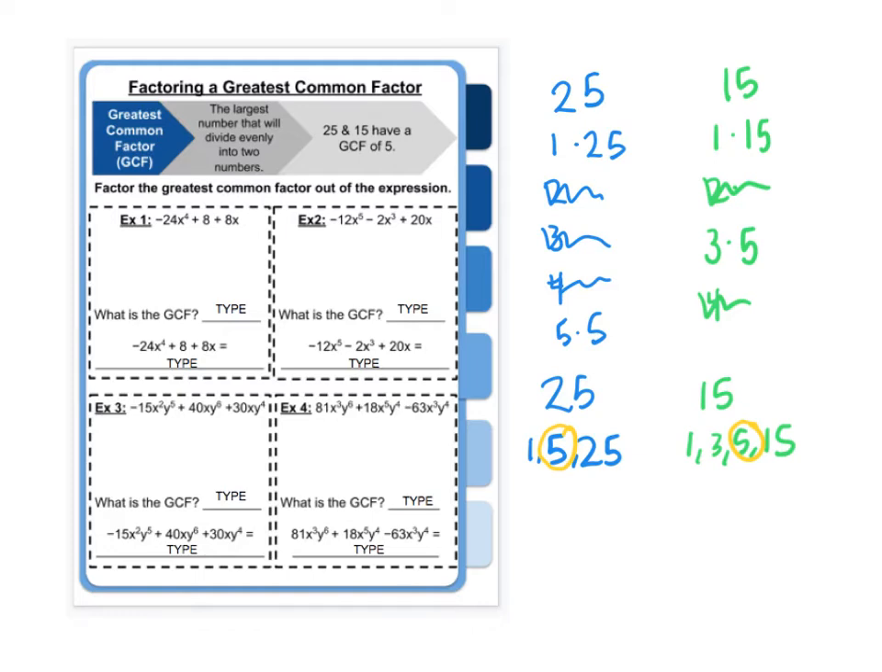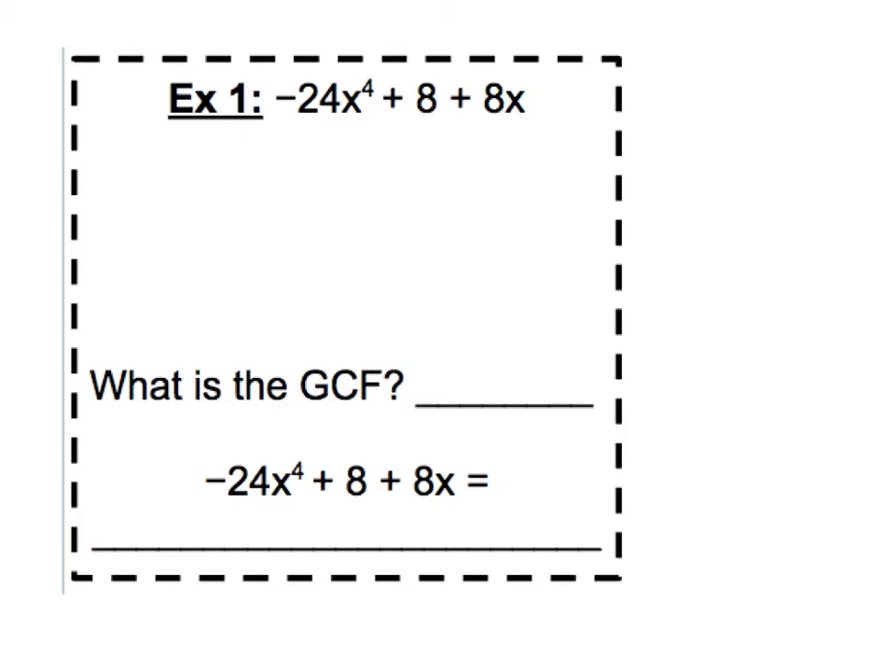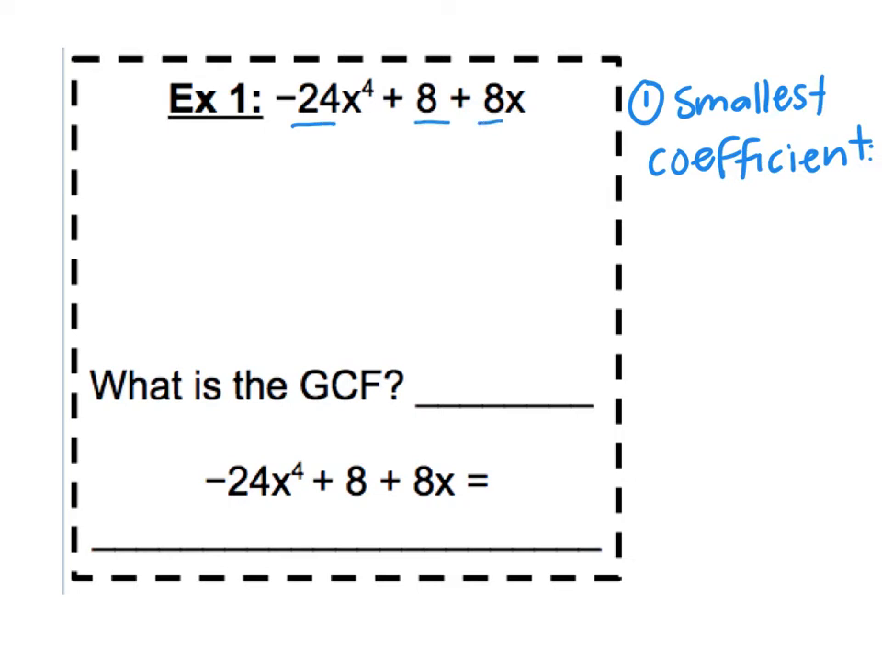Today we're going to talk about finding the GCF for polynomials, and I'm going to go ahead and look at your first problem here. All right, so when I want to factor out my GCF, I'm going to look for two things. The first thing I'm going to look for is my smallest coefficient. What I mean by coefficient is the smallest number out front. So notice we have 24, we have 8, and we have 8. So my smallest number out front is 8.